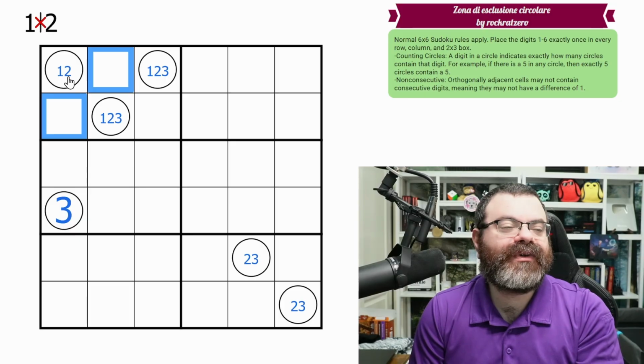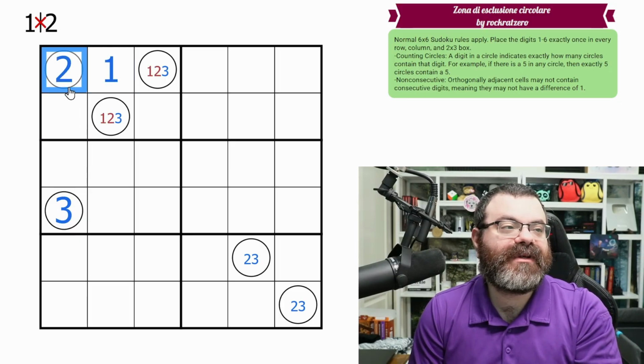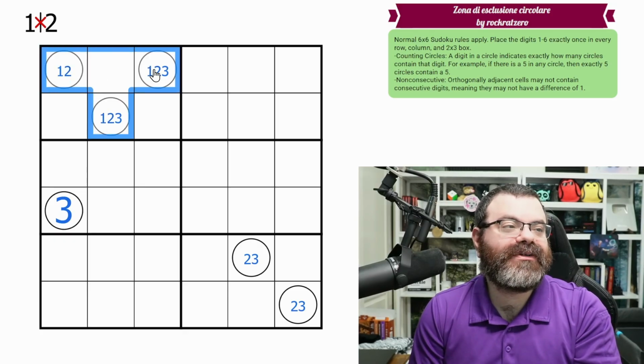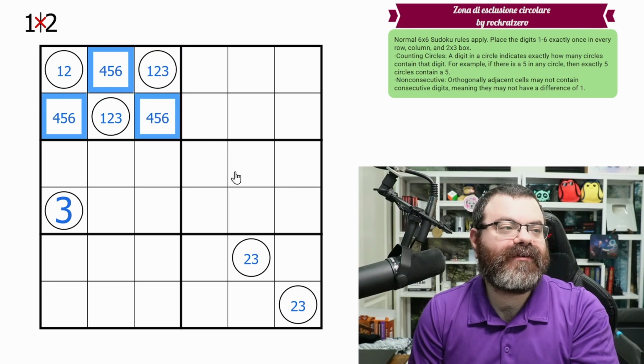And so 1, 2 here eliminates both 1 and 2, right? If this was a 1, this would have to be a 2, and that would be consecutive. If this was a 2, this would have to be a 1, and that would be consecutive. But unfortunately, we already have a 1, 2, 3 triple here, so this is just down to 4, 5, 6.